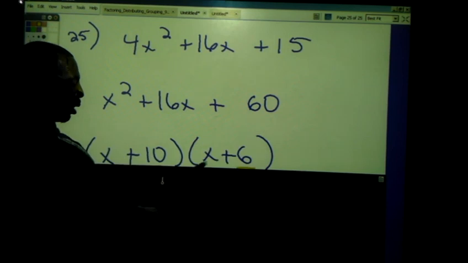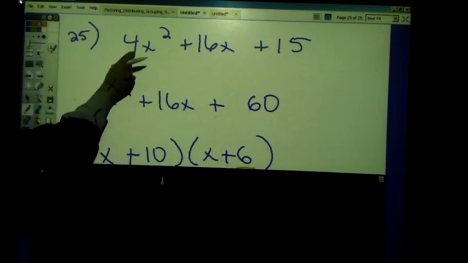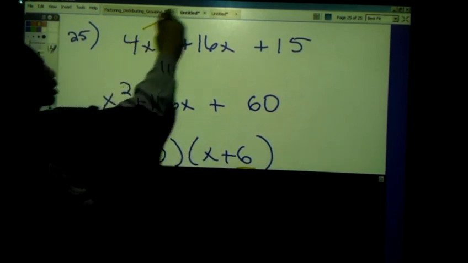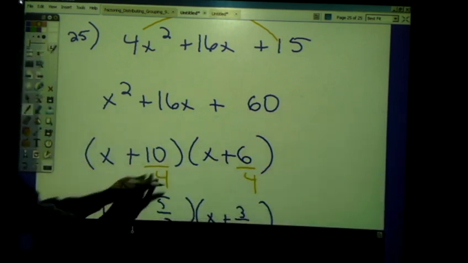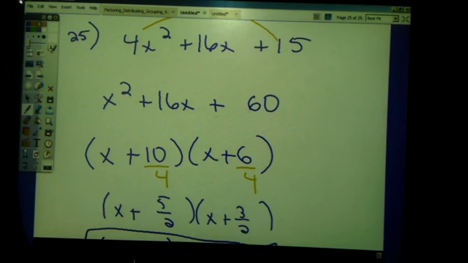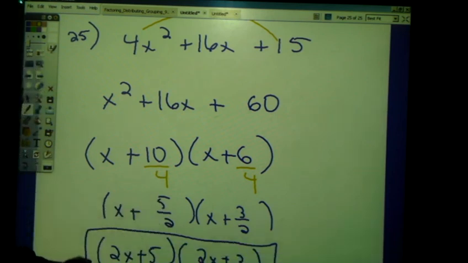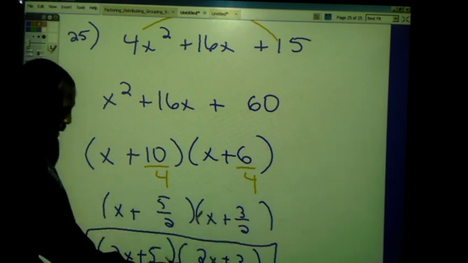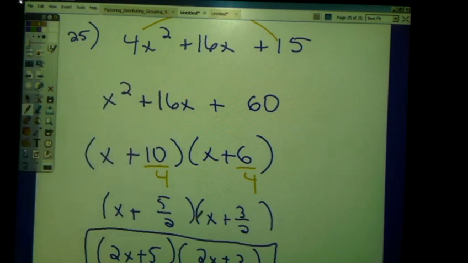10 times 6 is 60. 10 plus 6 is 16. And I got to stick this 4 that I arced earlier, stick it under my regular numbers. I reduce, I get this, and now since 2 doesn't go into 5, I put it in the front. 2x plus 5 times 2x plus 3. If I want to check it, multiply it, I get this, if I'm correct.